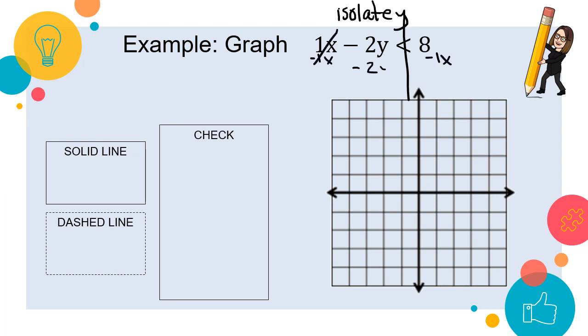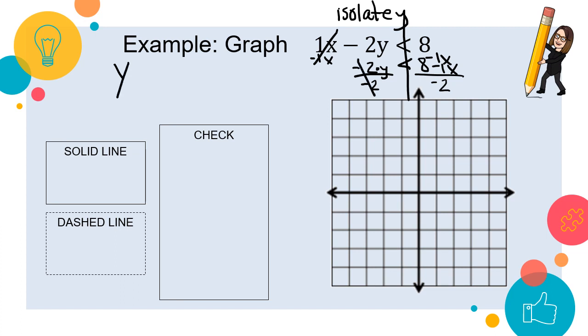Now, I can't actually subtract 1x, so I'm just going to write 8 minus 1x. I then need to, instead of timesing by negative 2, divide by negative 2. Divide everything. What you do to one, you do to all. So here's my new inequality.